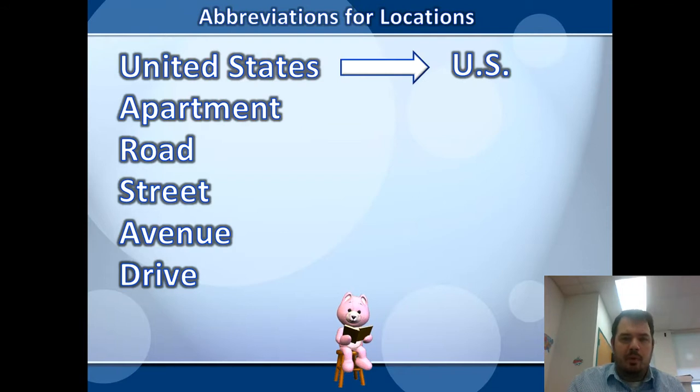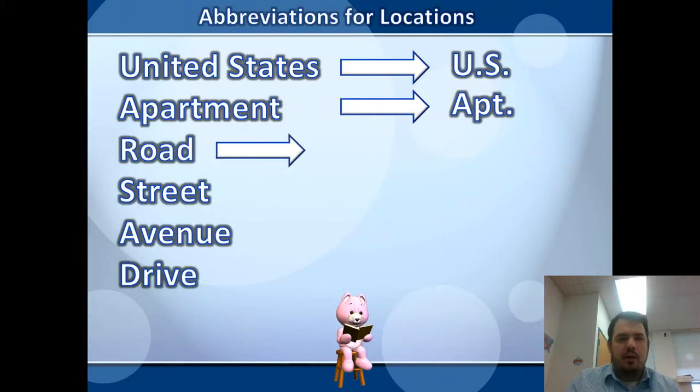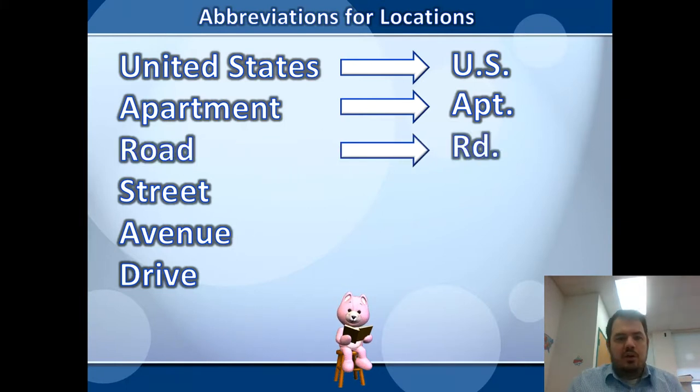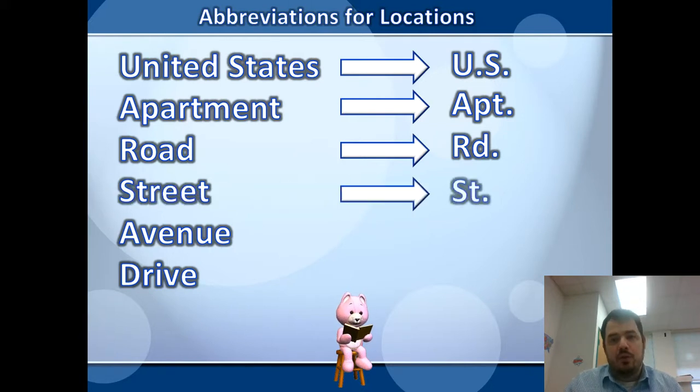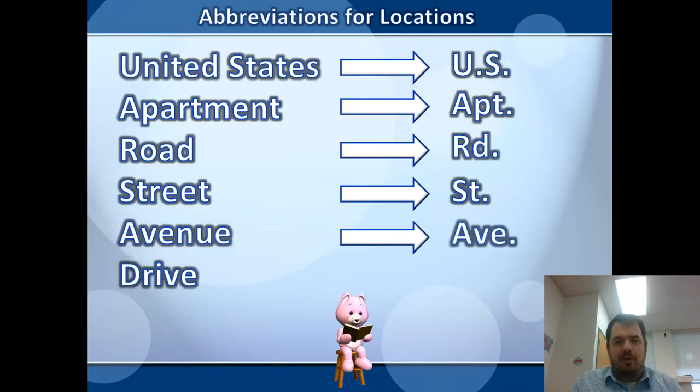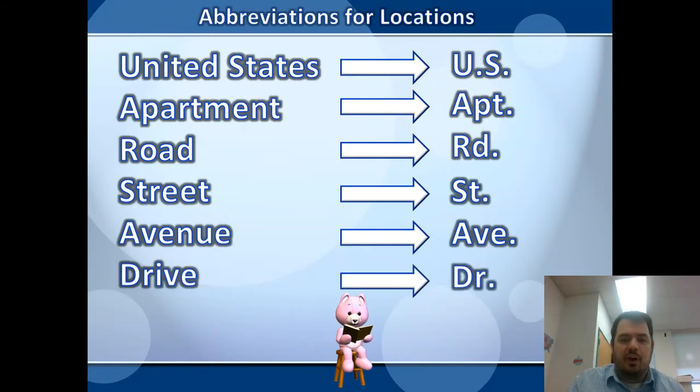The next one, apartment. Some of you guys live in apartments. You might see this one a lot. Apartment is APT period. Road, we've got RD. You probably see these ones on street signs a lot here. Next one is street, which is capital ST. Avenue, an avenue is like a bigger road. So capital AVE period, and then drive. A drive is actually just a smaller road, which would be capital DR period.